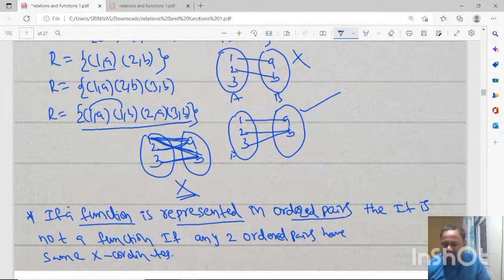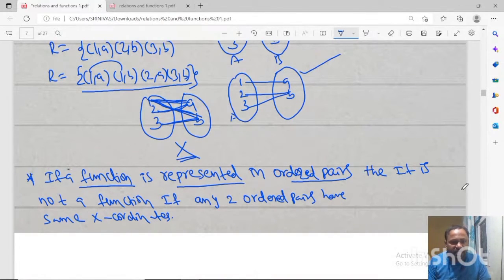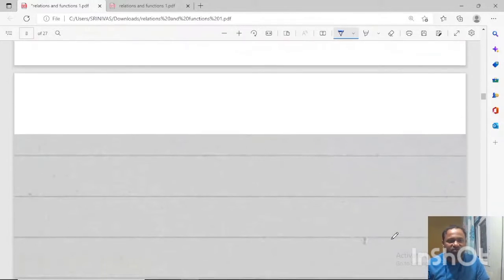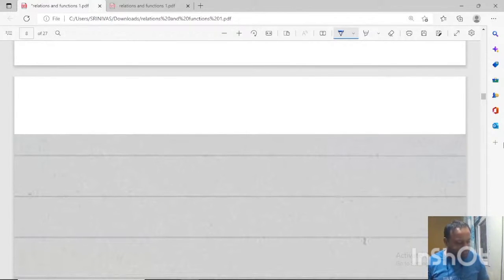Okay. Suppose, see this, if a function is represented in ordered pairs, then it is not a function if any two ordered pairs have the same x coordinate. Here the x coordinate is the same, that's why it is not a function. Easily we can identify. Okay? I will give one question. Check which of the following is a function. Okay, I will write the question.